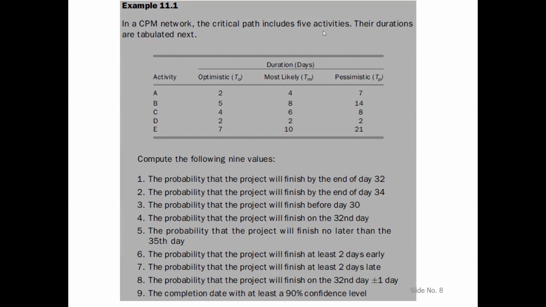And their durations are tabulated as below. So for example, for activity A, there is an optimistic time, most likely time, and the pessimistic time. So for each of these activities, optimistic, most likely, and pessimistic times have been calculated.